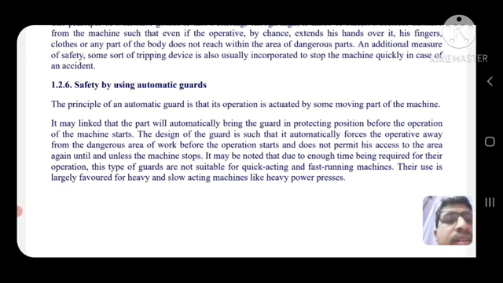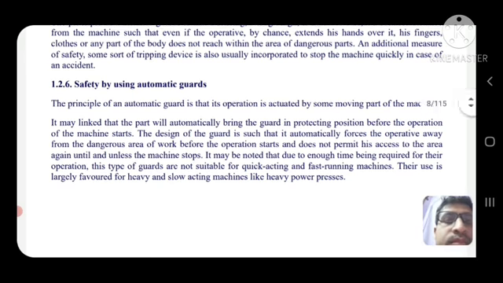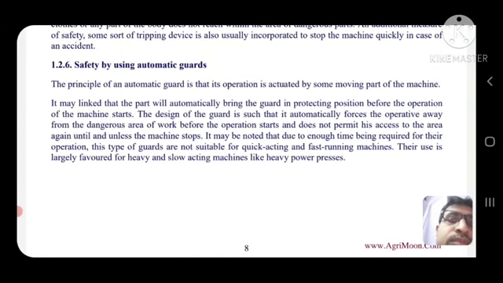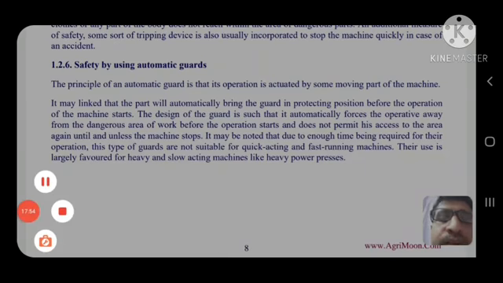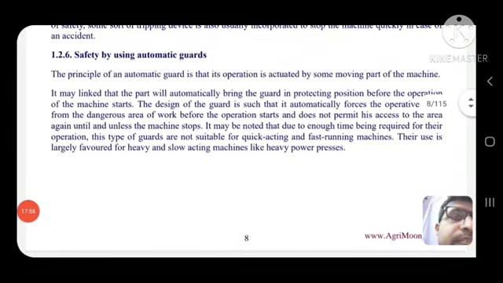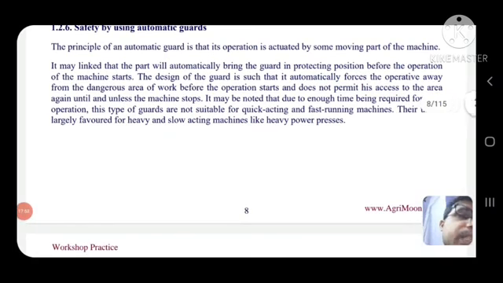Safety by using automatic guards. The principle of an automatic guard is that its operation is actuated by some moving part of the machine. It may be linked so that the part will automatically bring the guard into protecting position before the operation of the machine starts.